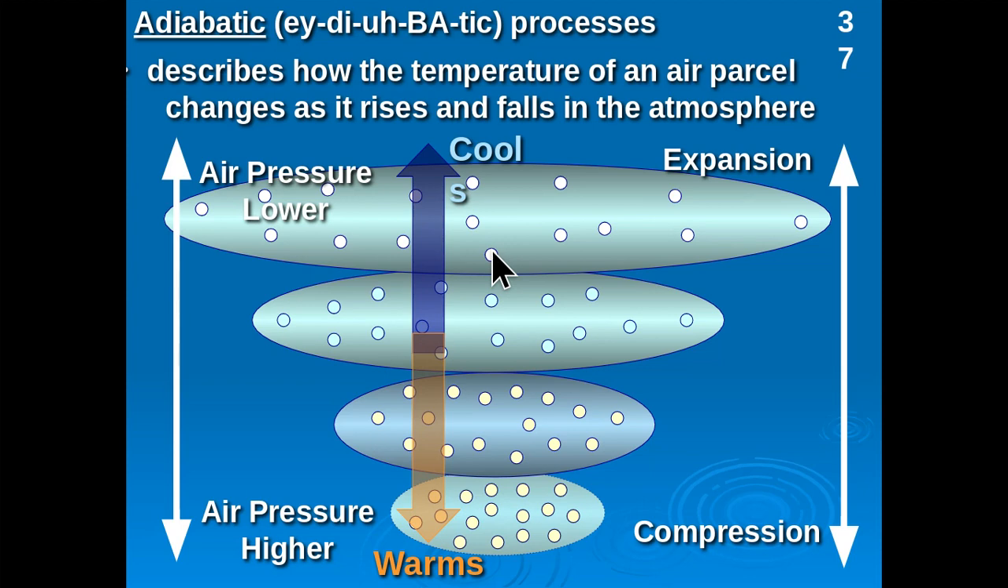Conversely, we can go the other way adiabatically, and as air sinks or subsides, then the air molecules get closer and closer and closer together, and we would say that air is compressing, and air will have a tendency to warm. So basically, adiabatic processes represent rising and falling air that cools upon expansion and warms upon compression.